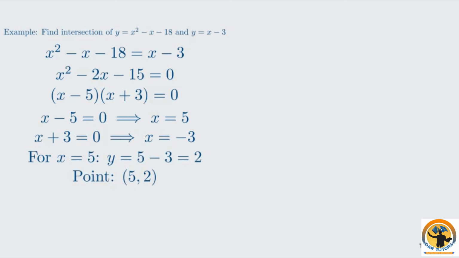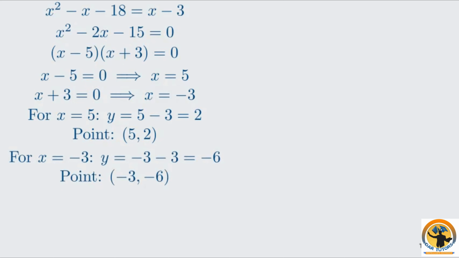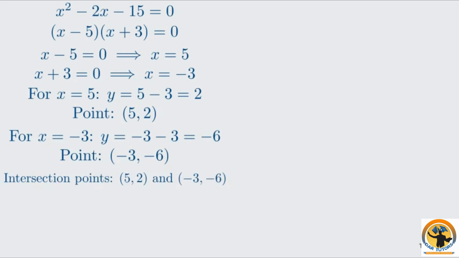When x is 5, y is 5 minus 3, which is 2. So the first intersection point is (5, 2). And when x is negative 3, y is negative 3 minus 3, which is negative 6. The second intersection point is (-3, -6). Therefore, the line y equals x minus 3 cuts the parabola y equals x squared minus x minus 18 at two distinct points, (5, 2) and (-3, -6).